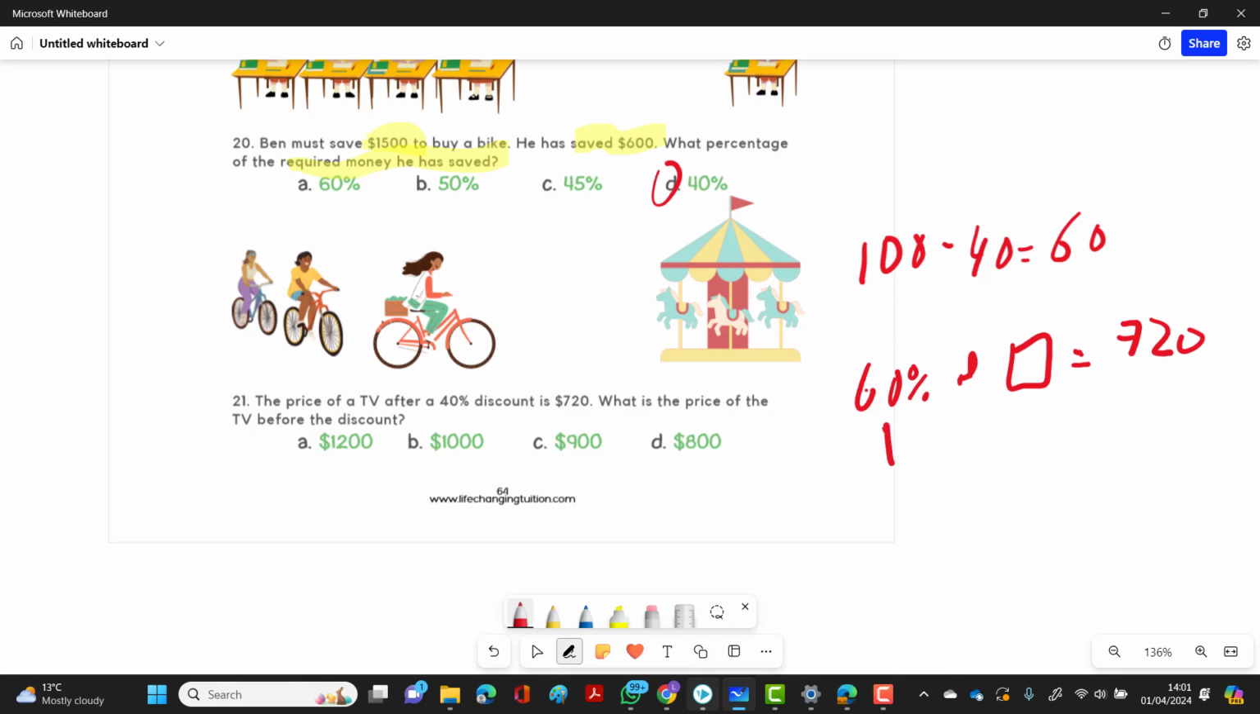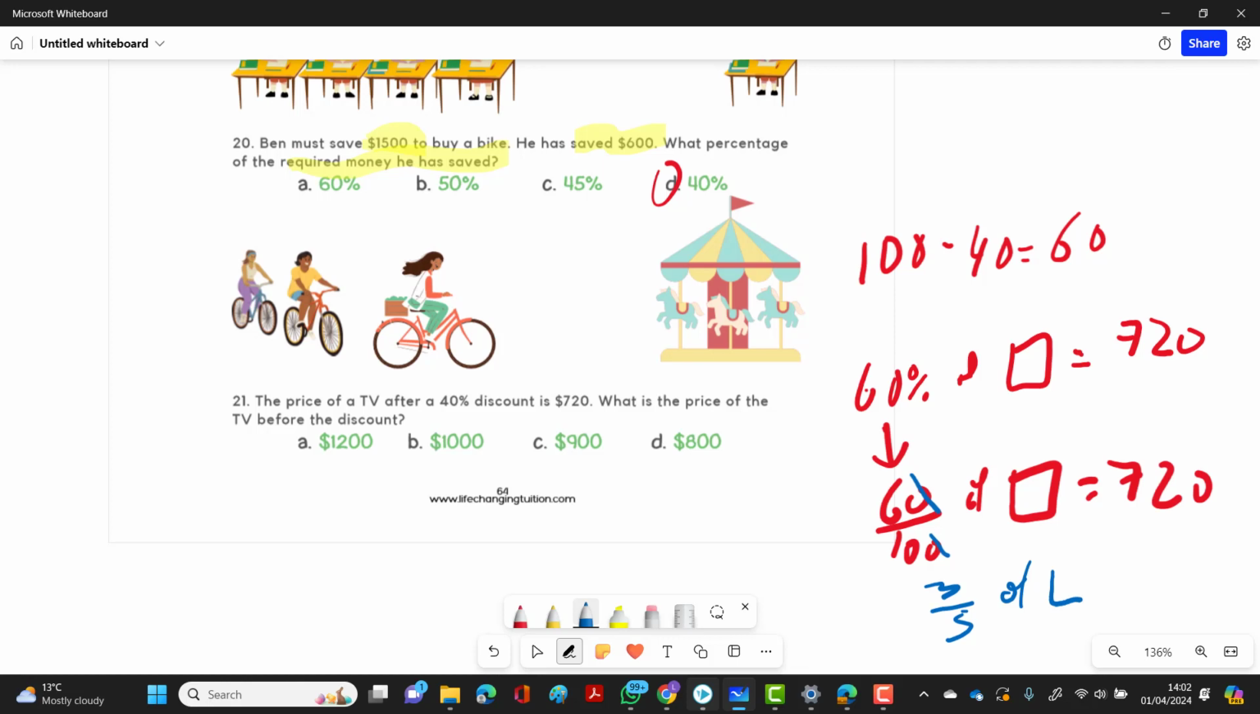So you do 60 over 100 of something equals 720. Let's just cut off the matching zero here to make it easier. And 6 over 10 is 3 over 5. If you cancel, it makes the numbers smaller. So now, instead of dividing by the bottom and times by the top, because it's a fractional missing quantity, you don't know this, so you divide by the top and times by the bottom.